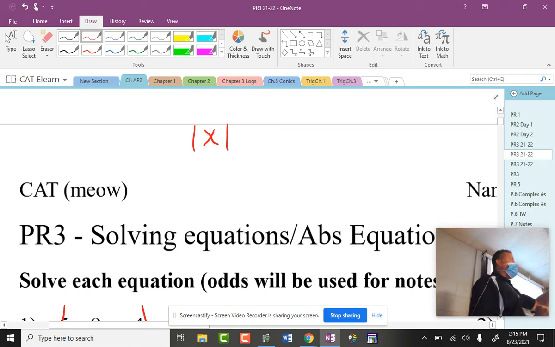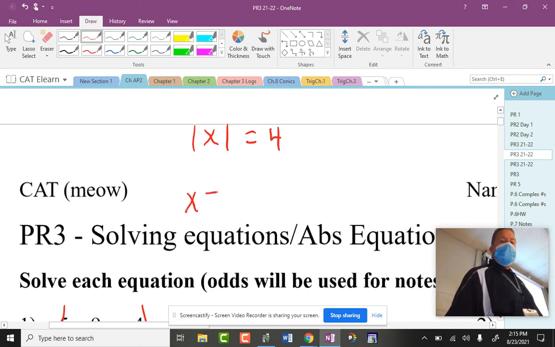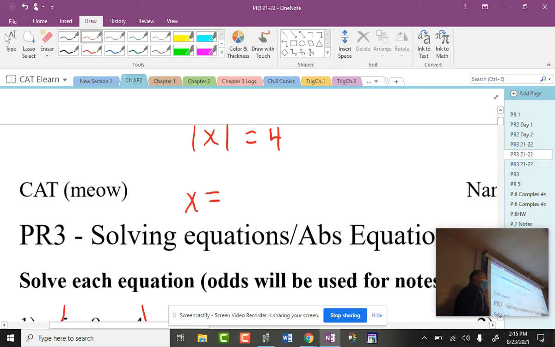Absolute value of x equals 4. Again, remember what equation solving can be. Sometimes you can just think about what does work. And what does work? The absolute value of what number equals 4? And what else? You're right.